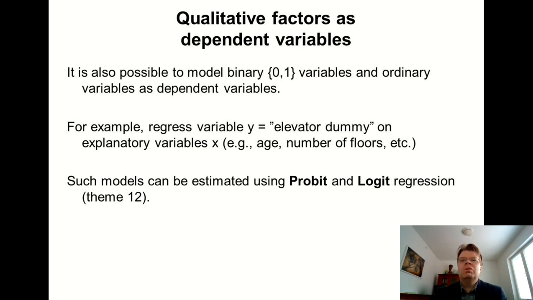So dummy variable also has this connotation that it should be an explanatory variable. But when we model binary variables as the dependent variable, which we haven't done so far, then it comes to the so-called limited dependent variables and probit or logit regressions. Okay. So I just want to mention that it's also possible to have this kind of binary variable as a dependent variable, and we will come back to that in theme number 12.